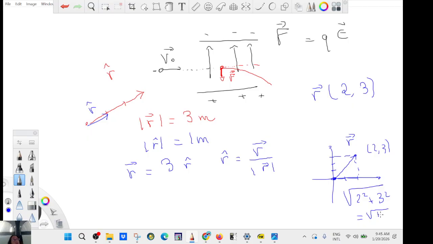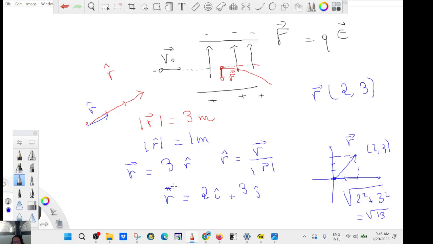Is that 13? Square root of 13. Okay, so how do we define r hat? It's going to be that vector here. Sometimes the notation will be 2i hat plus 3j hat. It's just a notation for the coordinates. So this is i hat and that's j hat.